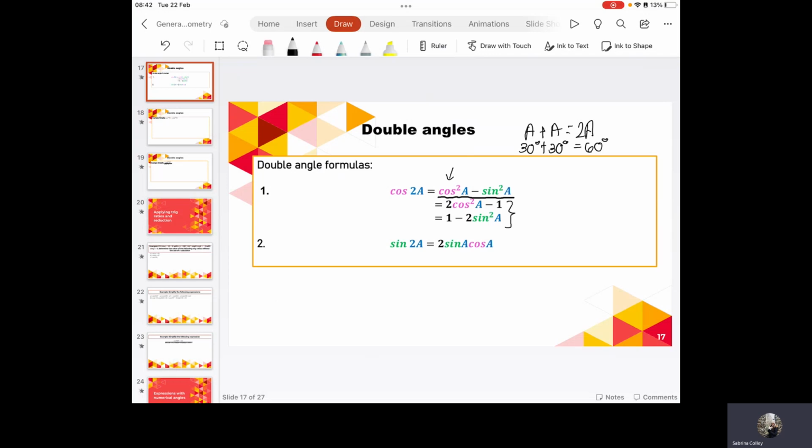If you want to find out why or how it got to that, please come see me and I can happily show you. We can also write it as 2 cos squared A minus 1 or 1 minus 2 sine squared A. Then for sine 2A, we've got one way to write it: 2 sine A cos A. Those are your double angles. So let's look at problems involving those double angles, starting with some examples.